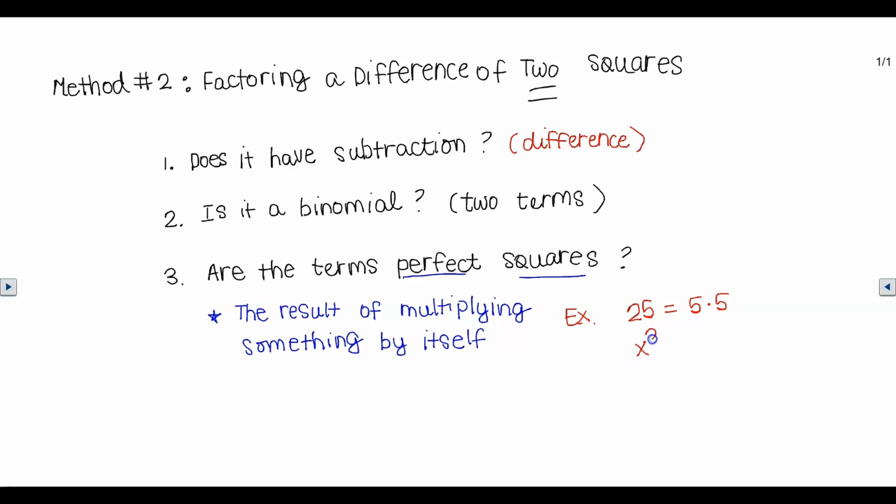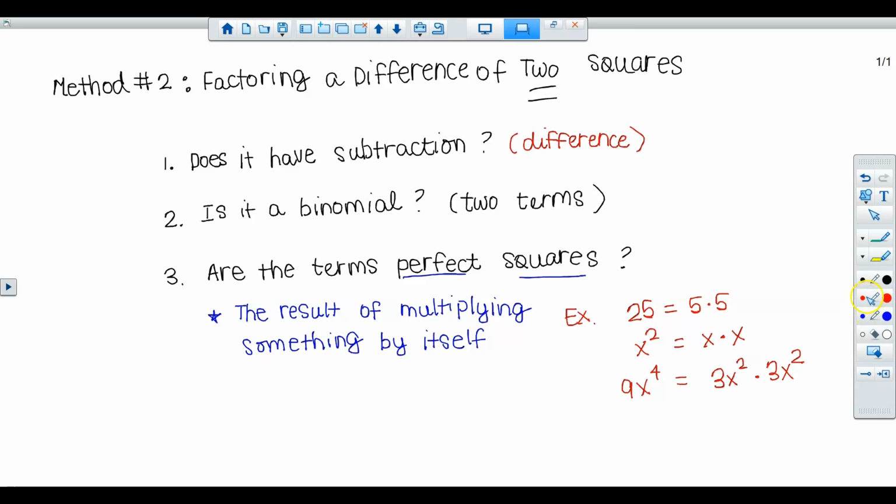X squared would be a perfect square because it's the result of multiplying x times itself. 9x to the fourth power would be a perfect square because that's the result of doing 3x squared times 3x squared. 3 times 3 would give us the 9, and x squared times x squared would give us x to the fourth.